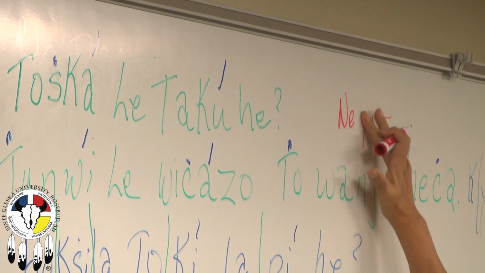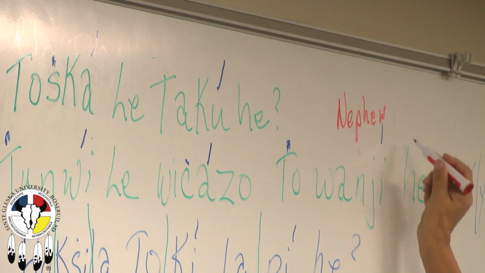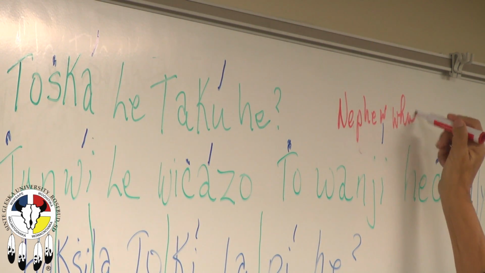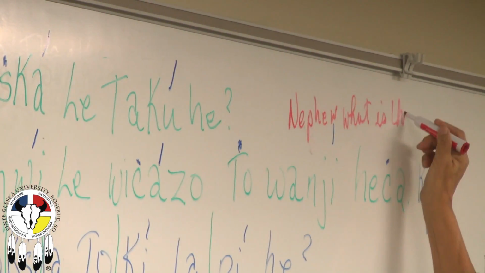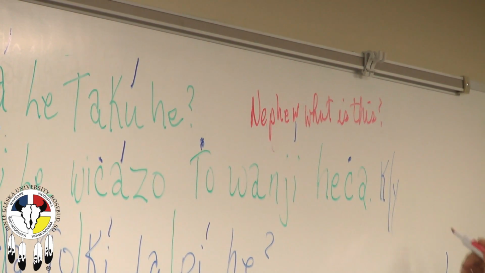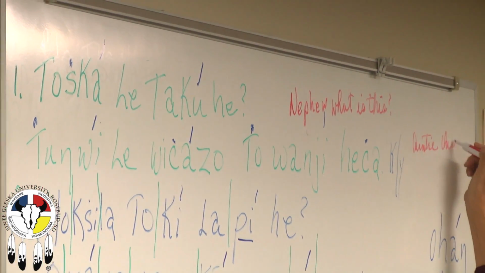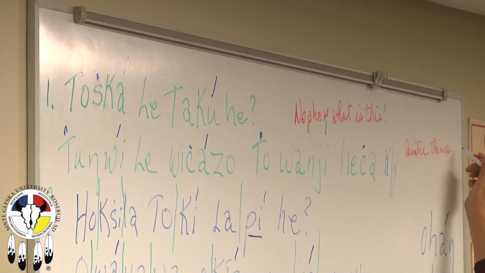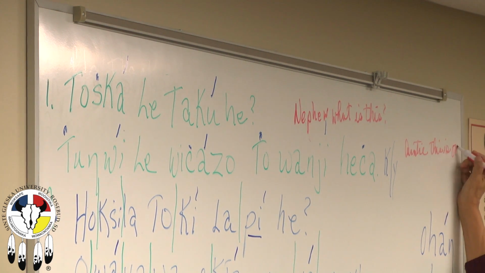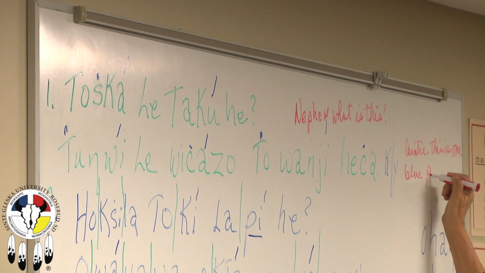Okay. Nephew. N-E-P-H-E-W. Nephew. What is this? Okay. And this is, you can say or one. Hint.